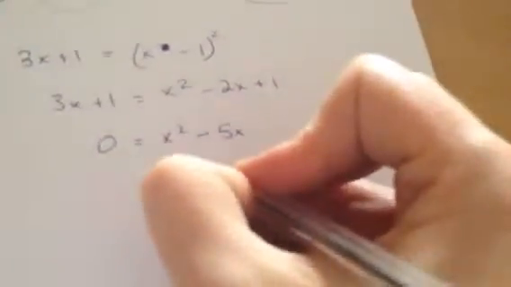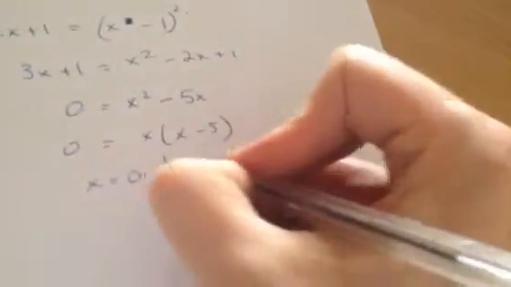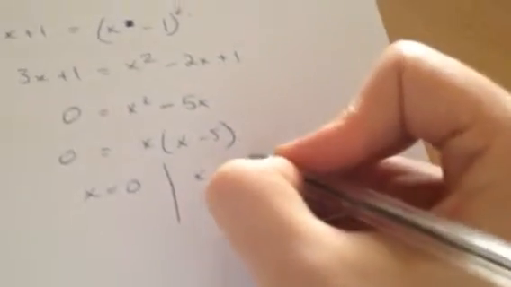And then I'm going to take x out in common, and left with x minus 5, and then I'm going to let each factor equal to 0, so I end up with x is equal to 0, and eventually I end up with x is equal to 5.